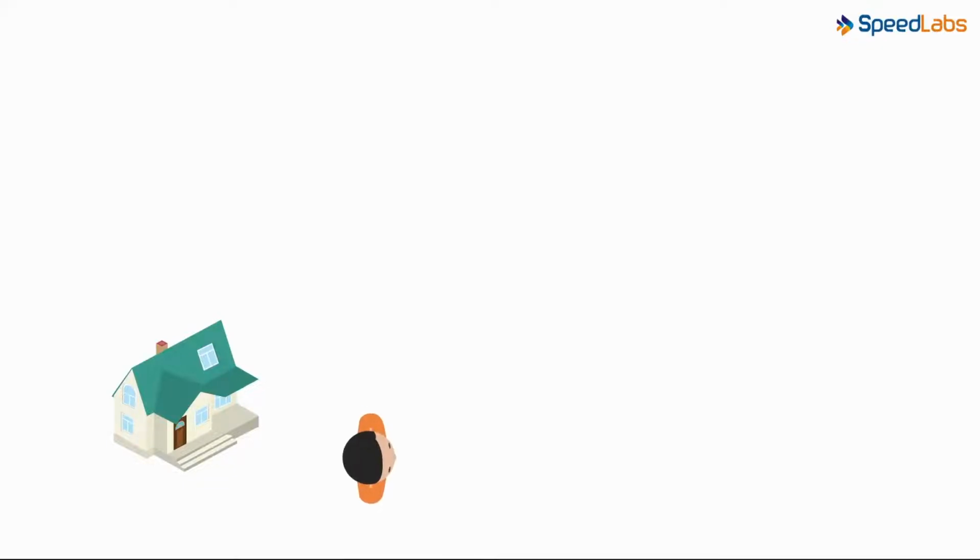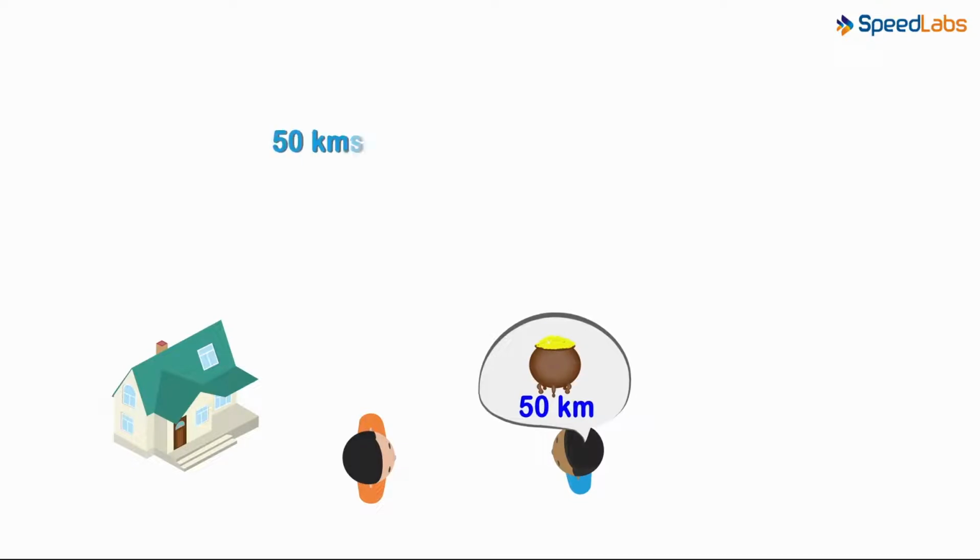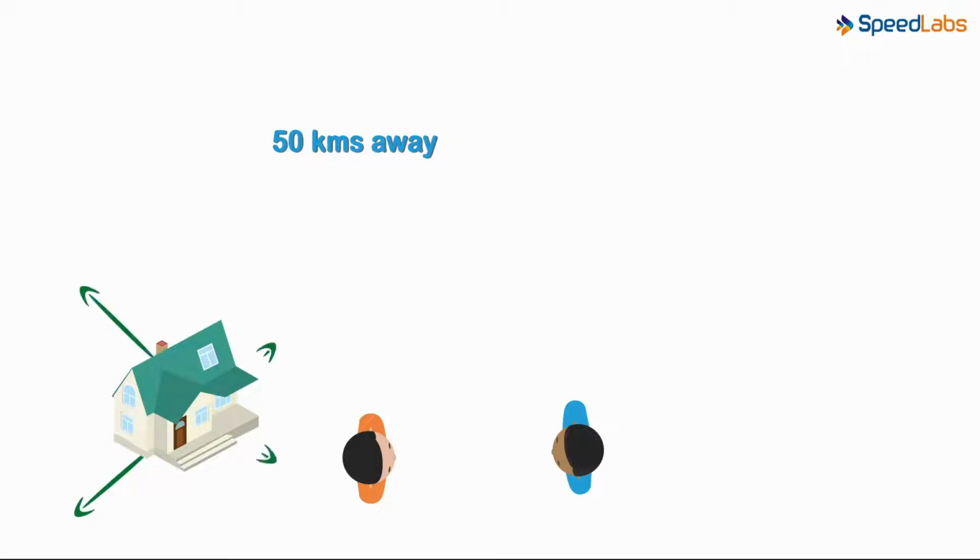Assume you're standing at this point. Now, if your friend tells you there is a treasure pot 50 kilometers away from home, how long will you take to find it? Which direction will you go? It could be here, or maybe here. It is hard to know where exactly it is.